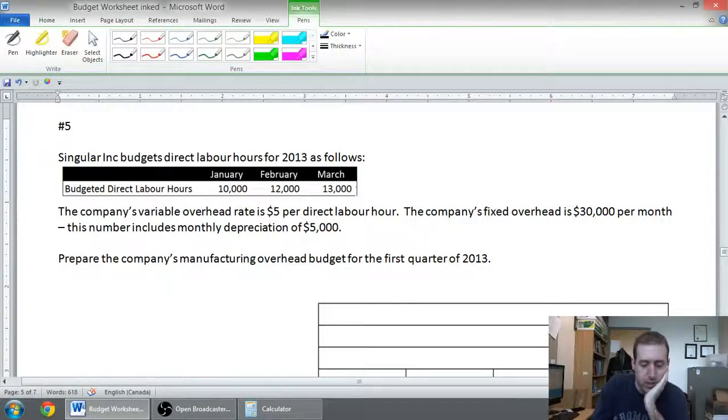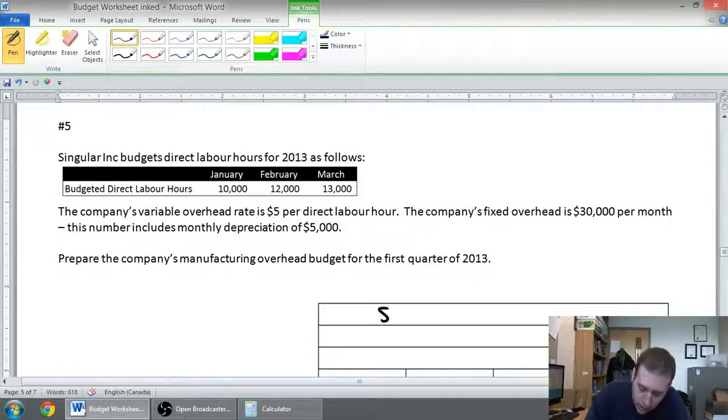It says the company's variable overhead rate is $5 per hour. The company's fixed overhead is $30,000 a month, and this includes depreciation of $5,000. Prepare the company's MOH budget for the first quarter. Easy peasy, right? We're going to go, okay, here's our variable overhead, here's our fixed, our total overhead, and we're basically done. So let's do it.